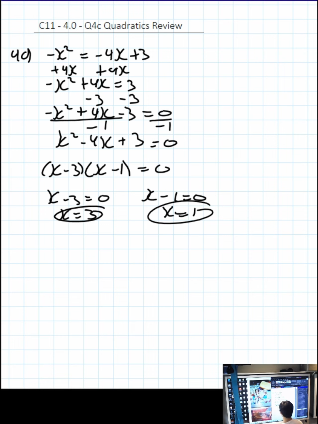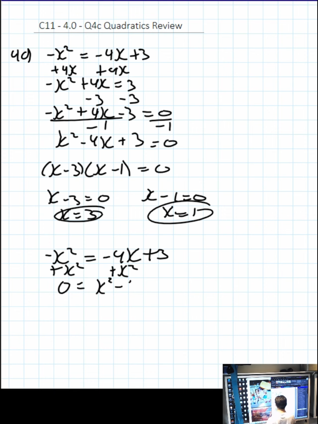So remember, we could have added x squared to both sides. Let's redo that. So let's rewrite it. Negative x squared equals negative 4x plus 3. And simply add x squared to both sides, plus x squared, plus x squared. 0 equals x squared minus 4x plus 3. And let's put an arrow from that line to the line above. That's identical to it. A little bit up, right about one more up. There we go. Perfect.